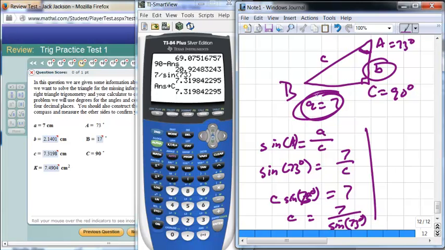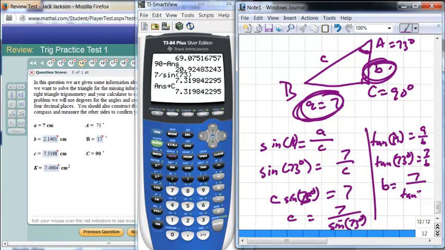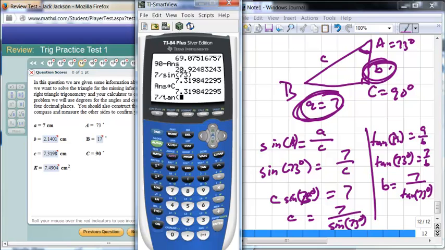Compared to this angle, I've got opposite, and I'm looking for adjacent. So that's tangent. The tangent of angle A is A over B. So in other words, the tangent of 73 degrees is 7 over b. Solve it very similar to this. Multiply by b and then divide by the tangent of 73 degrees. And so b is 7 divided by the tangent of 73 degrees, and that's 2.1401. I want to store that as b because I will use that again.